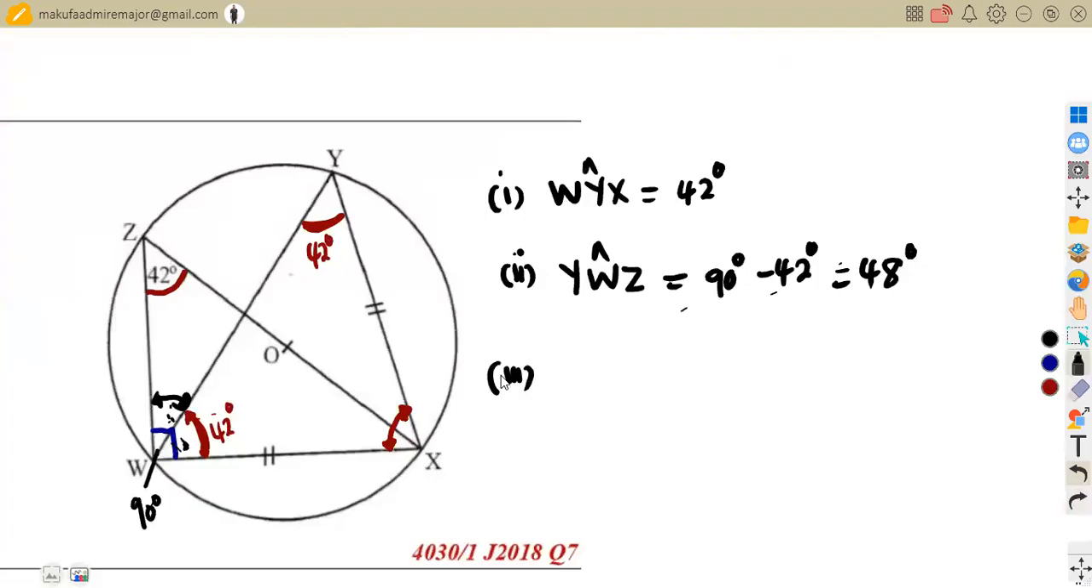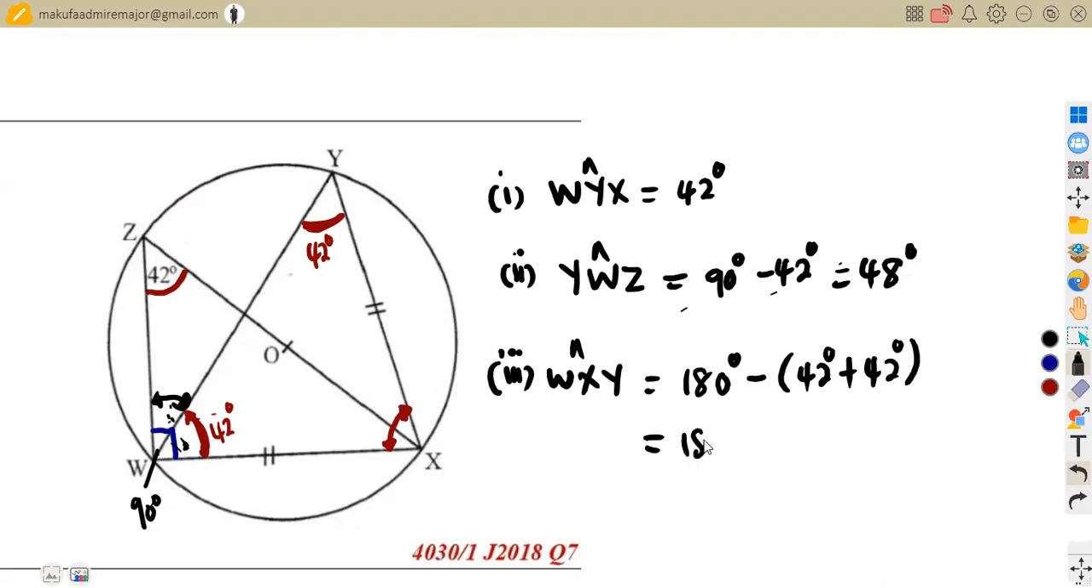180 degrees. So that means in order for us to calculate WXY, we are simply going to subtract from 180 degrees these two angles, that is 42 degrees plus 42 degrees in this case. So that was going to give us 180 minus 84 degrees. 180 minus 84, that is going to be 96 degrees. So that means here the whole of this angle is 96. And here we obtained 48 degrees.